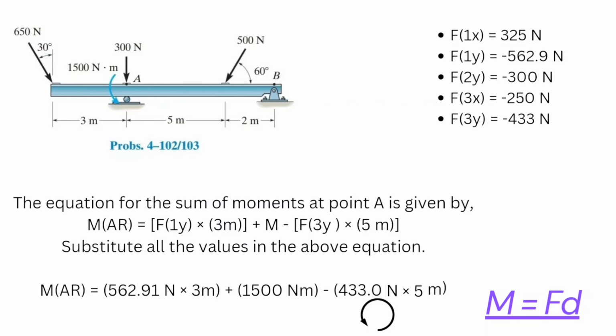Here we have to find the resultant moment at point A, and we get it as F1y times 3 meters plus the moment, minus F3y times 5 meters. If I substitute the values in the above equation, I will get the moment at point A as 1023.73 Newton meters, and it is in the anti-clockwise direction.